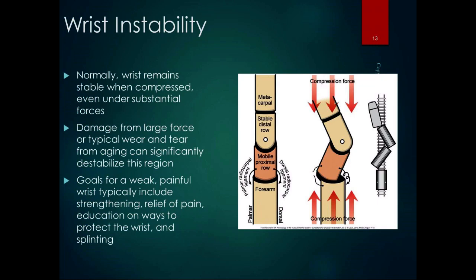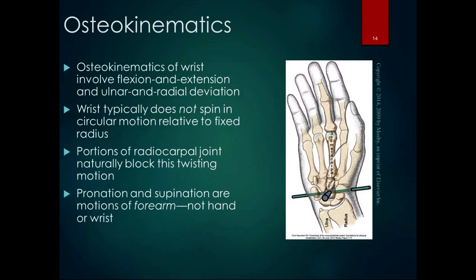So the diagrams from the book are a stylized version of how the forces are transmitted and what a compression force can do to the wrist. It's like knocking a train off the tracks. I think that's what they're trying to tell us there.